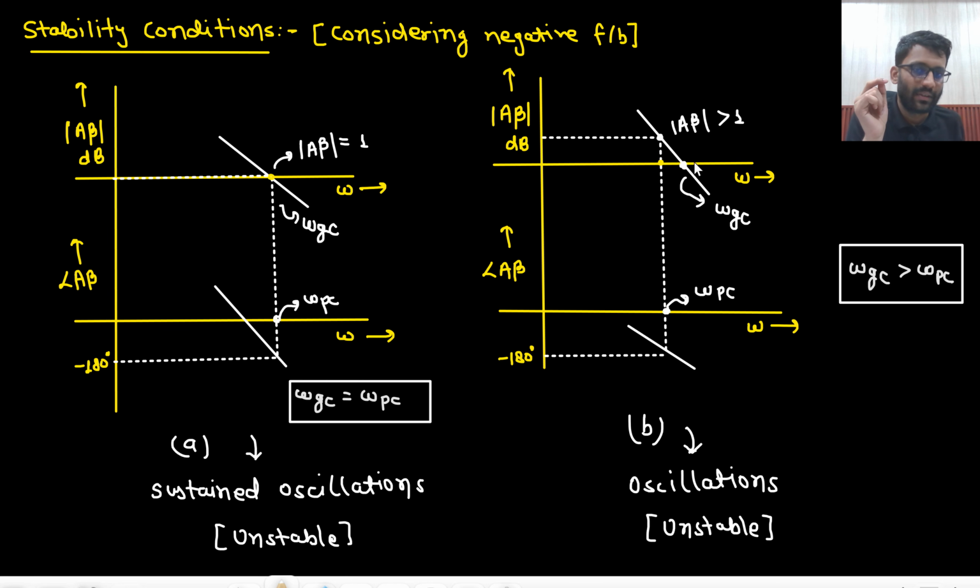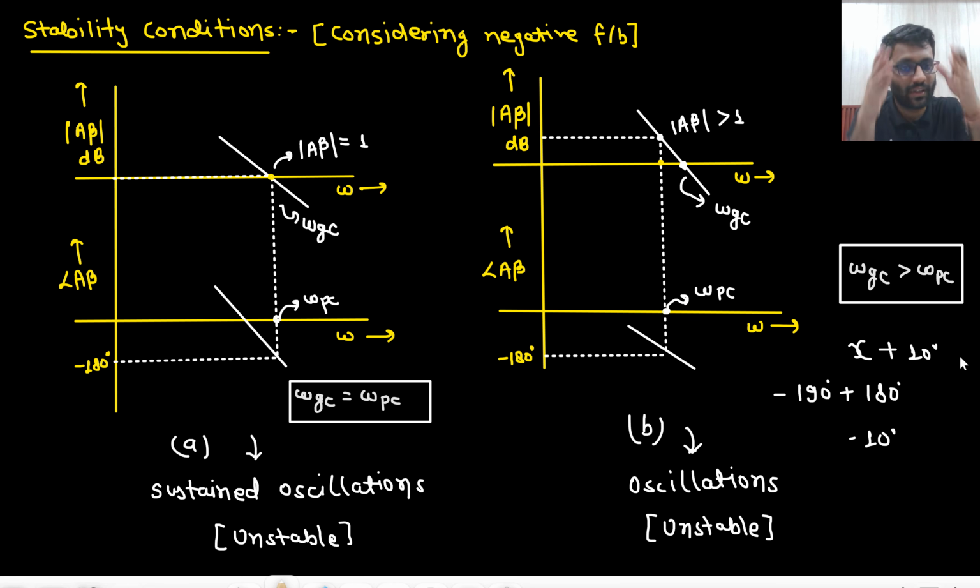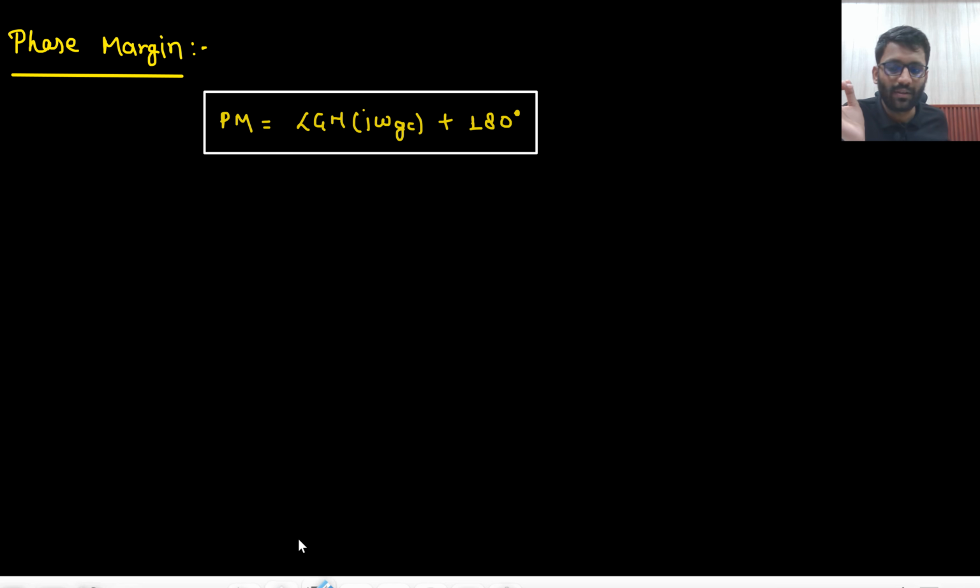And what about this one? This was your omega GC. So at omega GC, you would have somewhat lesser than minus 180, let's just say minus 190, plus 180. So you have a margin of minus 10 degree. That means whatever phase shift you have should be increased by at least 10 degree, so that you go to the edge of instability. So if your phase margin is negative, that means your system is unstable, and if your phase margin is positive, your system is stable.